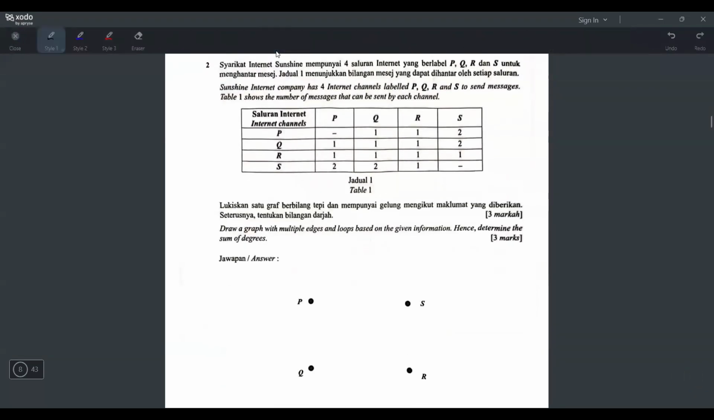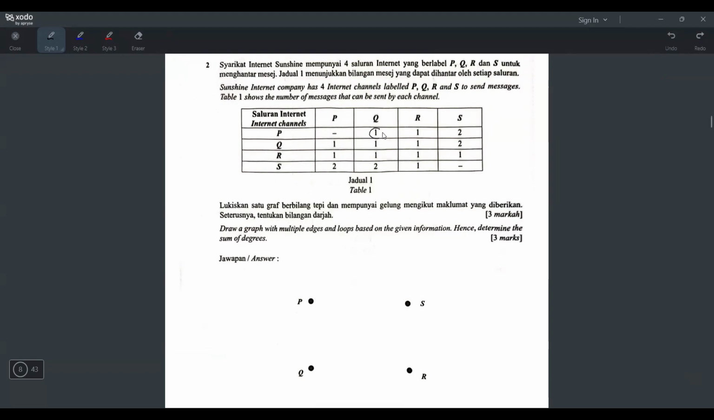Okay, let's proceed. Number 2. Sunshine Internet Company has 4 internet channels labeled PQRS to send messages. So these are all internet channels, PQRS, and send message. Okay, table 1 shows the number of messages that can be sent by each channel. So channel P to channel P, 0 message, P to Q, 1 message, P to R, 1 message, and so on lah. So we can say that all this is actually like you can say it's degree lah. Yeah, it's like you can say that it's degree, right?